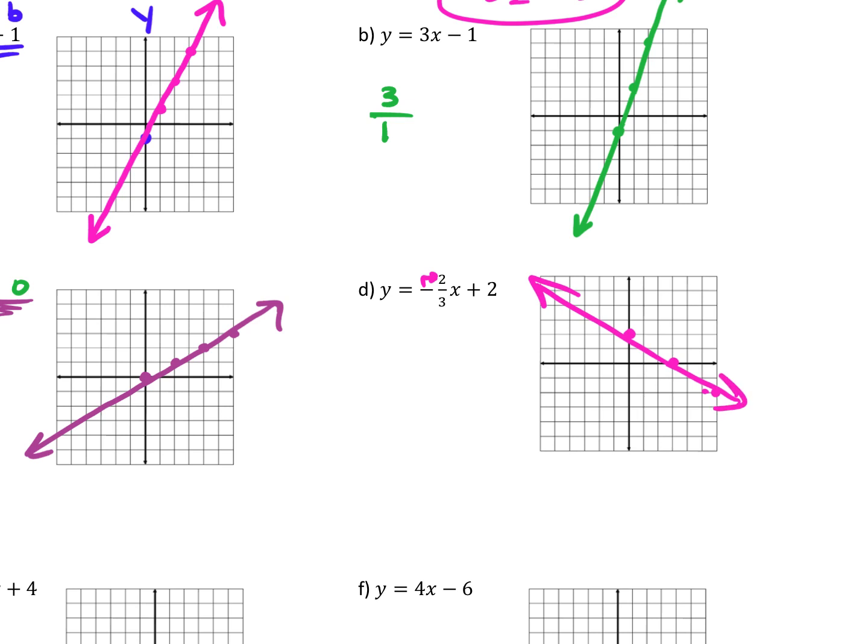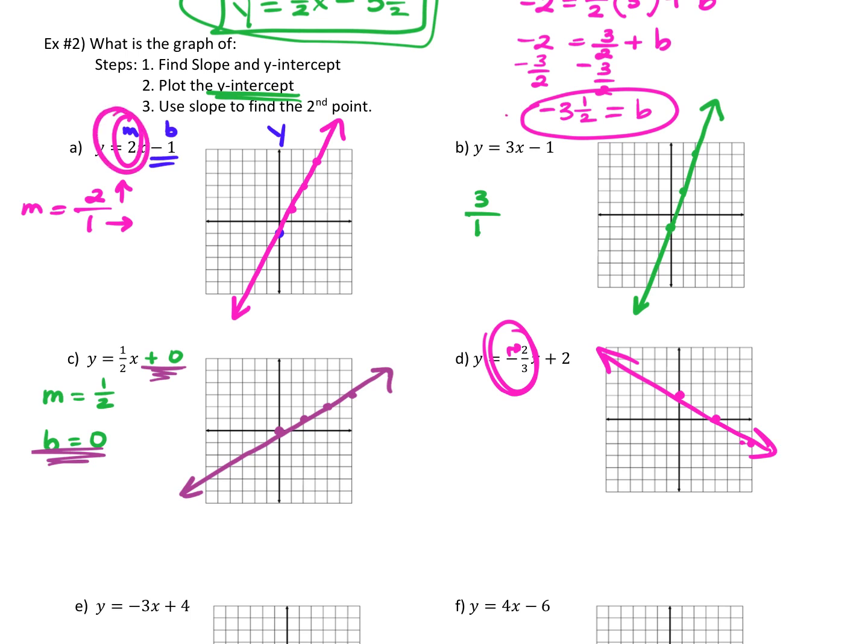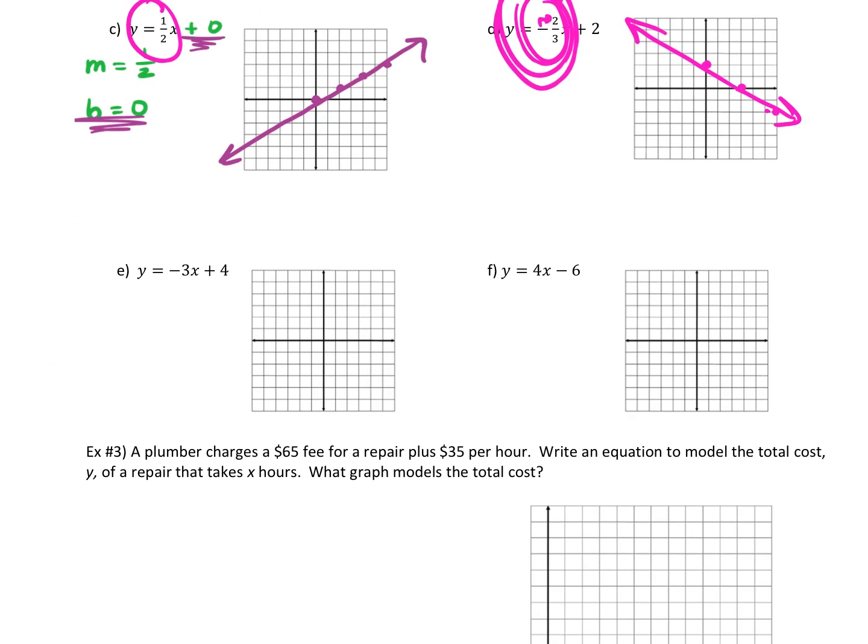You can always check this. If your slope is negative, it should be going down, right? These all had a positive slope, positive, positive, positive. Those were all working left to right, going up. This is a negative slope, and it's going down, okay? If it doesn't go down, you did something wrong. So check that when you're graphing. So this one should go up or down from left to right?